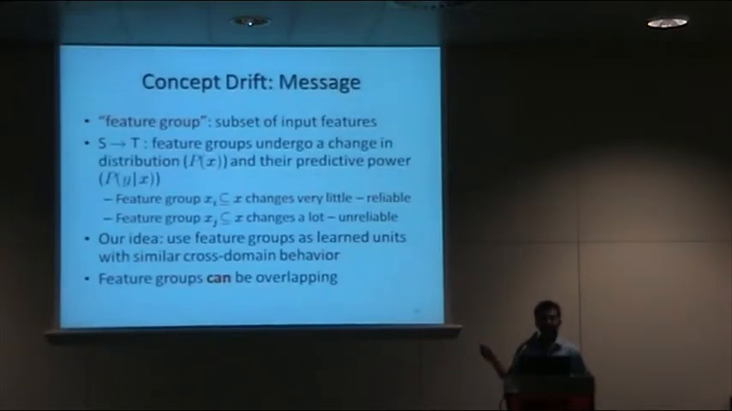From this example, what we roughly want to generalize is as follows: if a feature group is a subset of all possible features, then as the domain changes, different feature groups change differently. Some feature groups change drastically, which means that they are less reliable across different domains, and some feature groups change very little, which means that their performance is more reliable across different domains. They're more predictable. Our idea is that we use these feature groups as learned monolithic units, which have a similar cross-domain behavior. And I'll demonstrate how we actually use this idea.